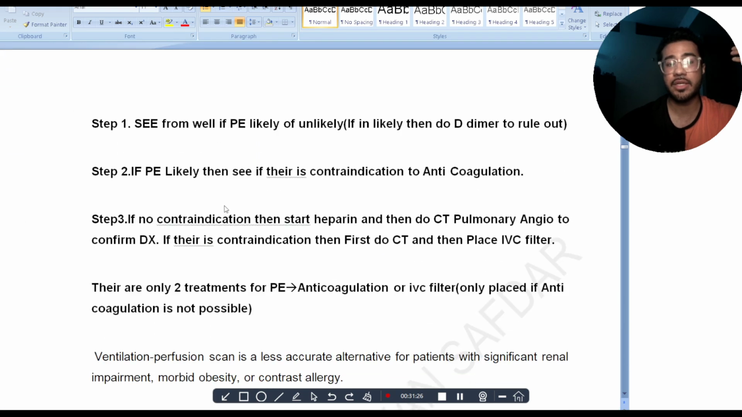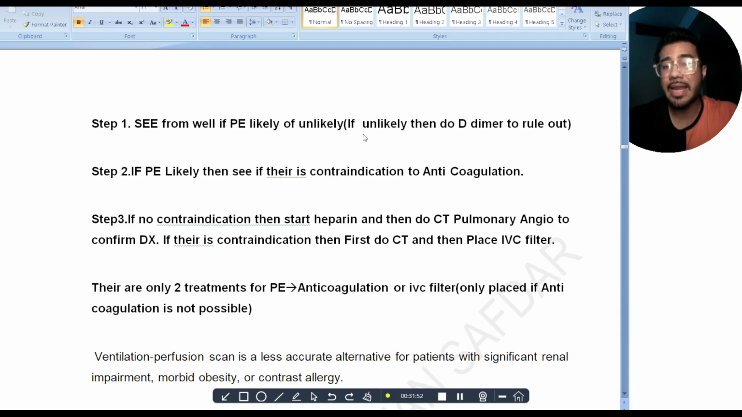So I've summarized it in a better way. First of all, you just remember 3 steps for pulmonary embolism. If you suspect pulmonary embolism, you're going to use the modified Wells criteria to decide whether pulmonary embolism is likely, which means score is more than 4, or unlikely, which means score is 4 or less. If unlikely, then you're gonna do a D-dimer in order to just rule out. And if it's likely, you move on to step 2.